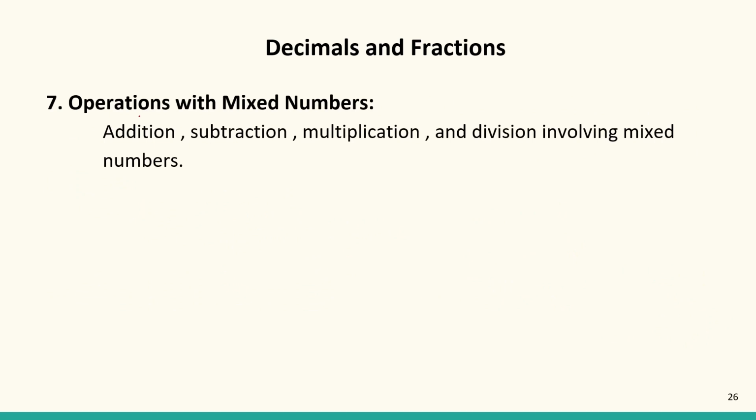So let's see the seventh kind of problem, that is operations with mixed numbers. So here we'll deal with addition, subtraction, multiplication and division involving mixed numbers. So let me remind you what mixed numbers were. If we have a fraction, let's say 3 by 5, but it also has a whole number part. This part is the whole number part. If this is non-zero, that is, we have something in the whole number part that is not equal to 0, as here 7 is not equal to 0, then these numbers are called mixed numbers.